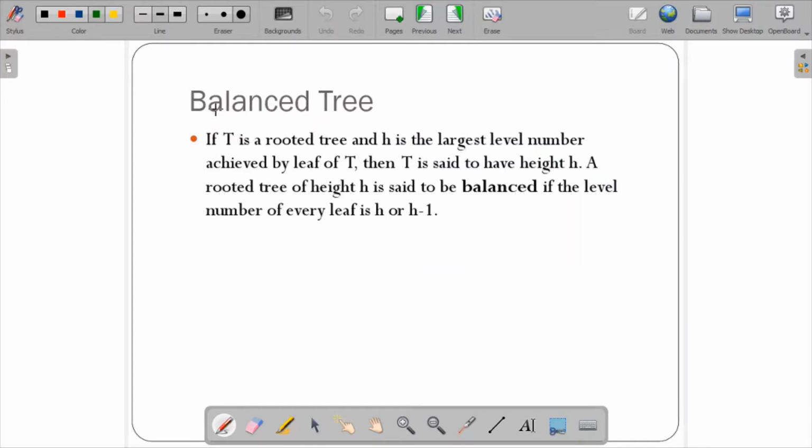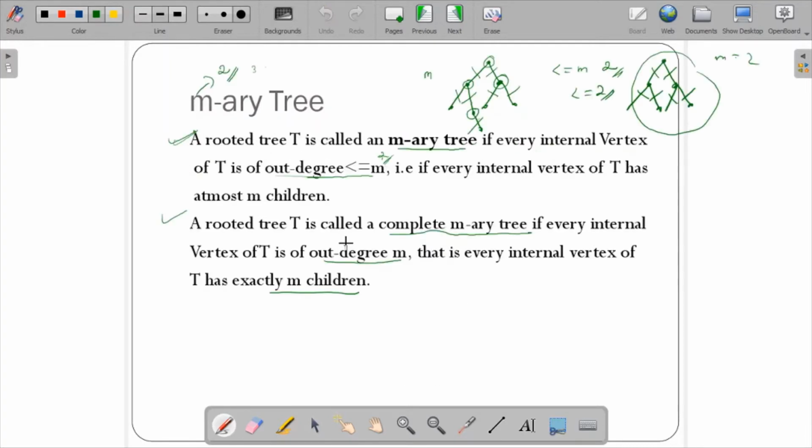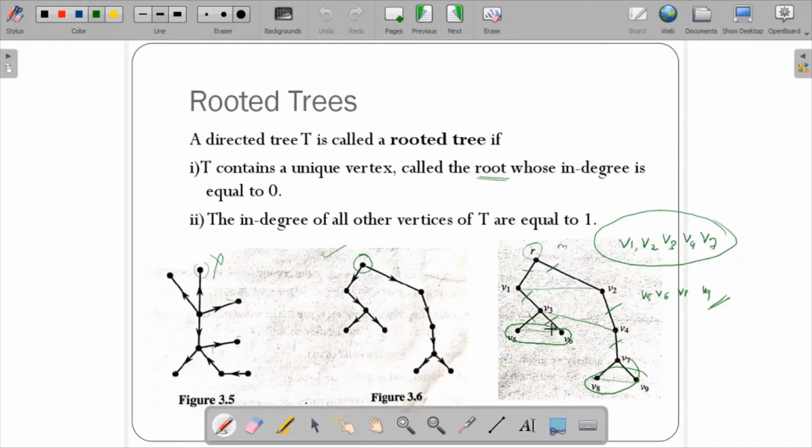Next we have the concept of a balanced tree. Now what is a balanced tree? Consider the leaf nodes and the maximum height of this particular tree, which is 1 2 3 4, so H is equal to 4. You will say that it is a balanced tree if the leaf nodes have the height H or at most H minus 1.